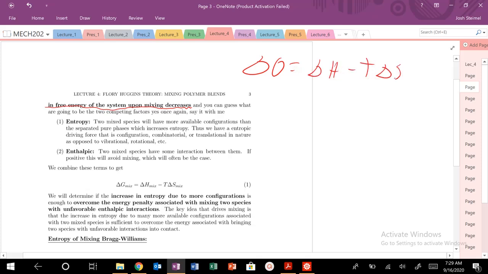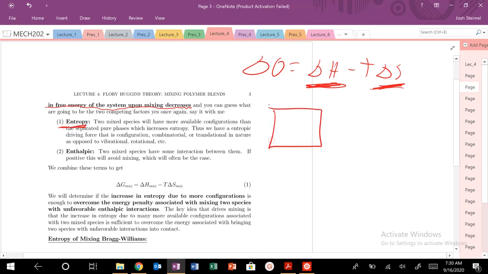Yep, I could hear you all even over the internet. It is going to be a competition of entropy versus enthalpy. You got it. So entropy here always increases.